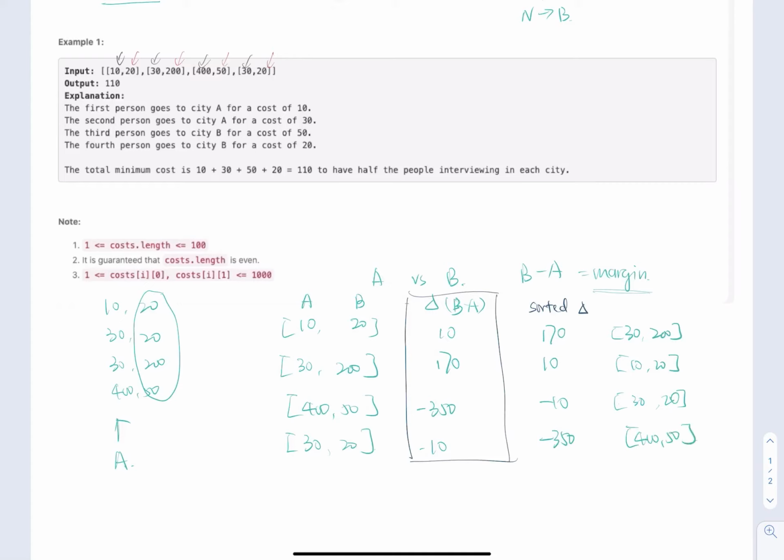So as we mentioned, the top N persons, we want them to go to A because they are the ones that maximize the margin, and in that sense picking A could actually minimize the cost. So in these cases we will select the cost from A, and then the rest will be going to B. As we can see here, if we sum them all up, 110 is the value we are looking for.